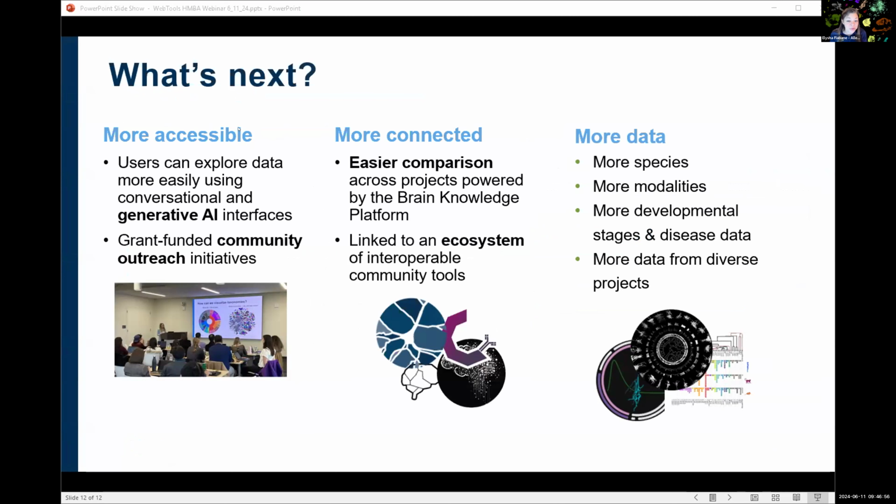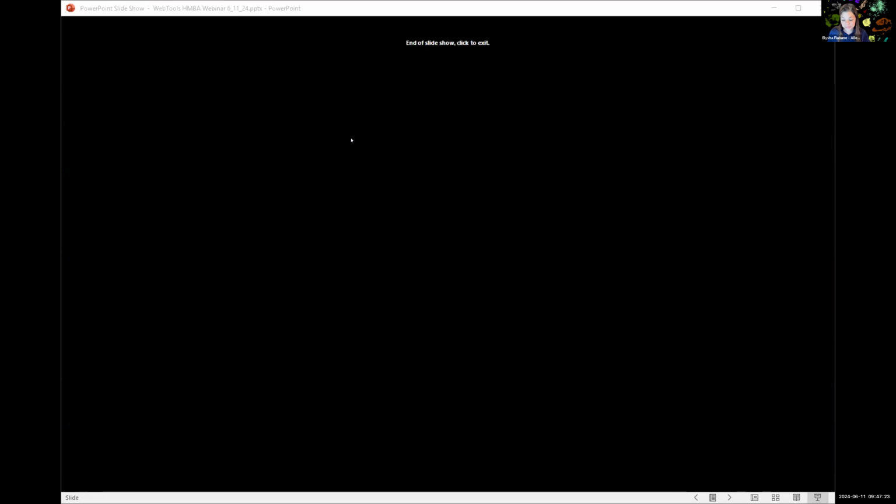We want to make it more accessible with generative AI. And also we have a lot of community outreach initiatives that we're doing with both the scientific and non-scientific communities. We also want to link it to our ecosystem of tools. All of the developers out there can build on top of the data and tools that we provide. And then, as you saw, we have a lot of data coming through the pipeline, and we are excited to bring all of that to you in the ABC Atlas. And so with that, I will hand it back to Jimena.